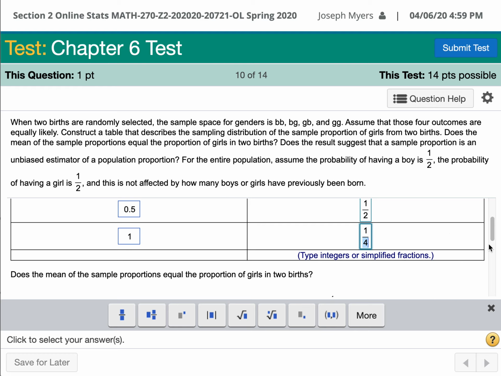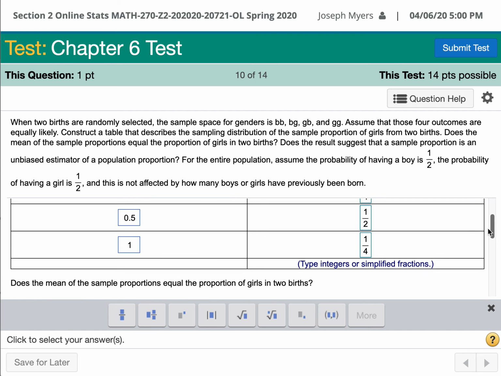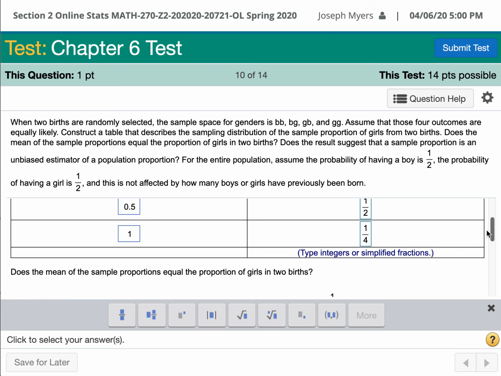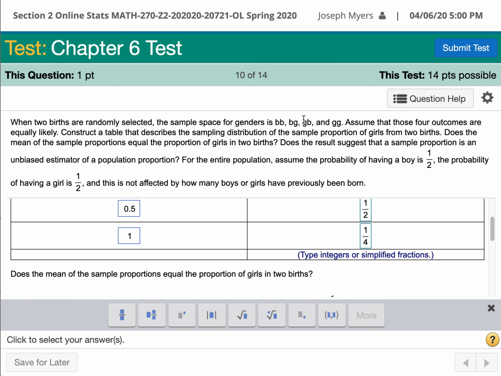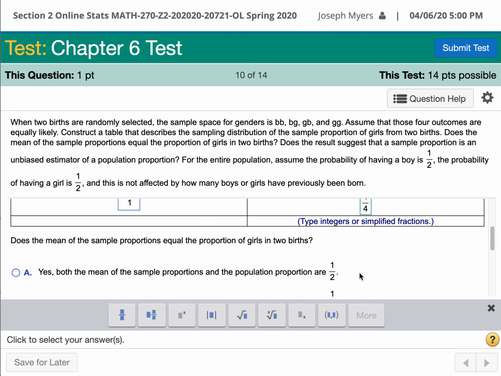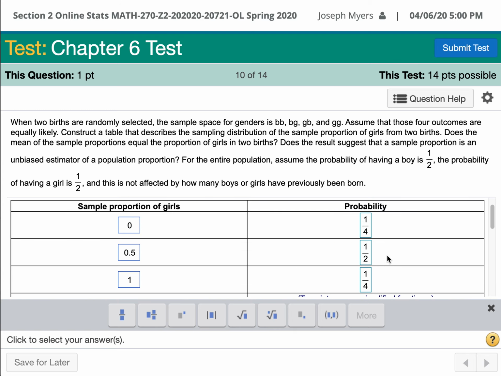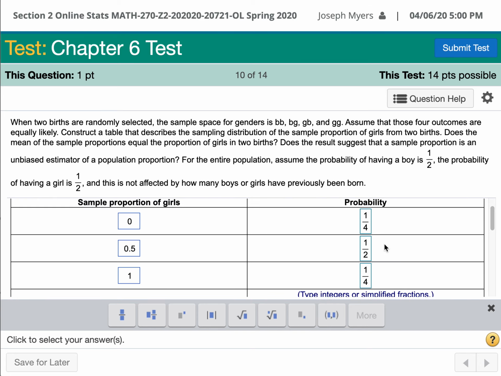Okay, so then it says, does the mean of the sample proportions equal the proportion of girls in 2 births? So let's see. How many girls are there in 2 births total? Well, there's 1, 2, 3, 4 of them, and there's 1, 2, 3, 4, 5, 6, 7, 8 total. So 4 out of 8 is a proportion, and that equals 1/2, right? So that's 1/2.